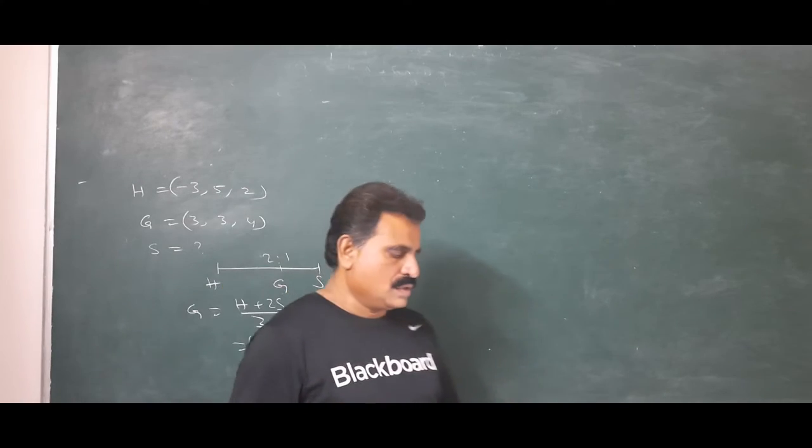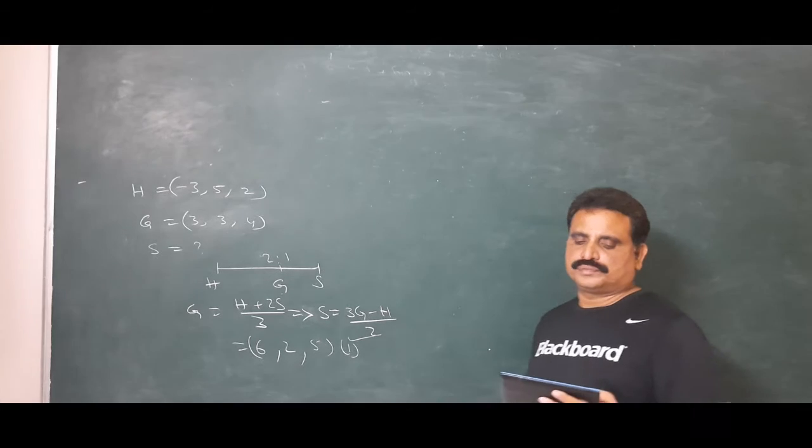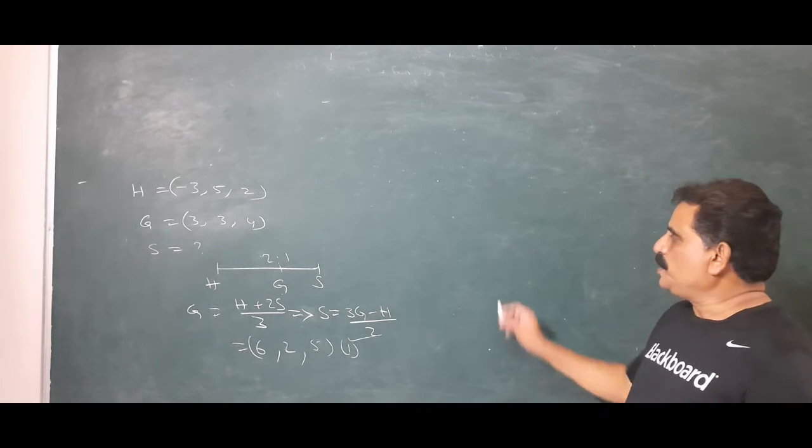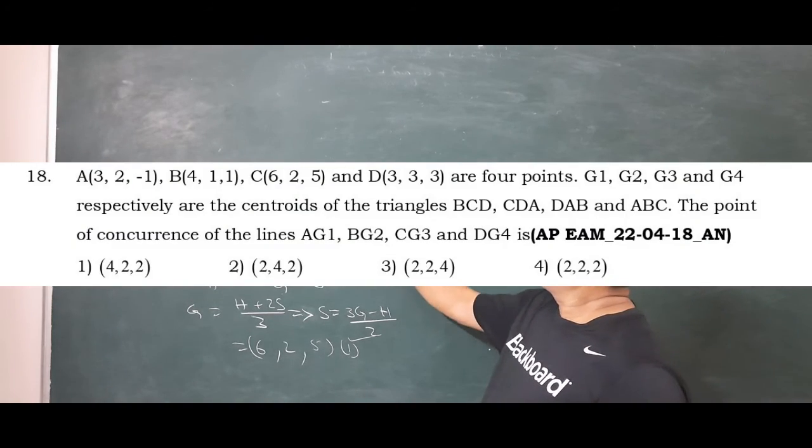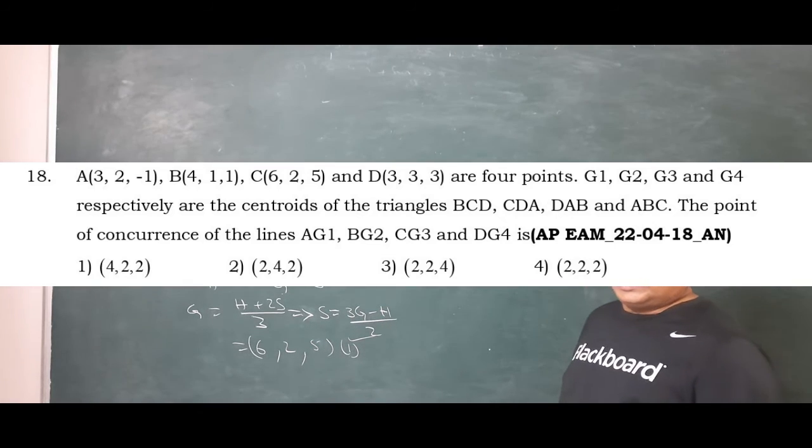Next. Question number 18. A, B, C, D are 4 points. G1, G2, G3 and G4 are respectively the centroids of the triangles BCD and so on, as given. Find the point of concurrence of the lines AG1, BG2, CG3 and DG4.